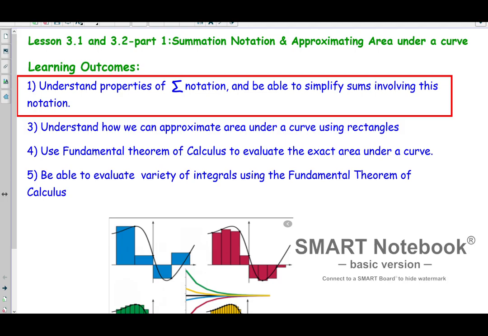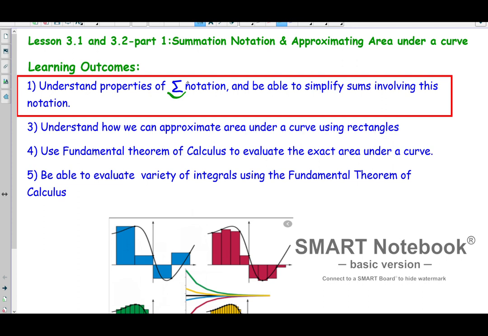So as the title of the section suggests, we are going to begin with understanding the properties of the sigma notation. Some of you may have seen that previously in your pre-calculus classes. And then we're going to use the sigma notation to tackle a very important question in mathematics, and that is, how do we find area under a curve?